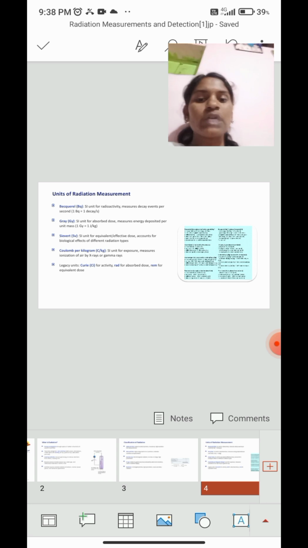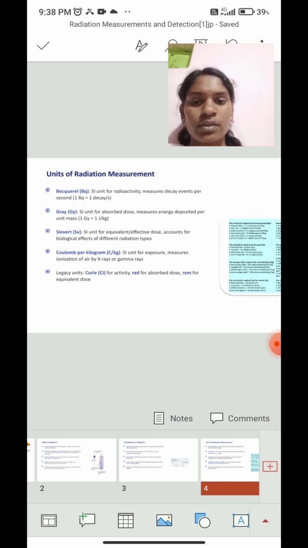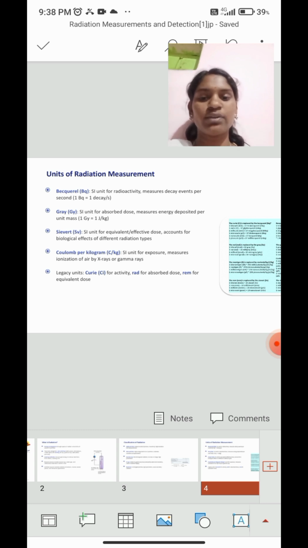Then the units of radiation measurement. The becquerel is the SI unit for radioactivity, measuring decay events per second. Then we use the gray, the sievert, and coulomb per kilogram. Legacy units are also used in radiation measurement.